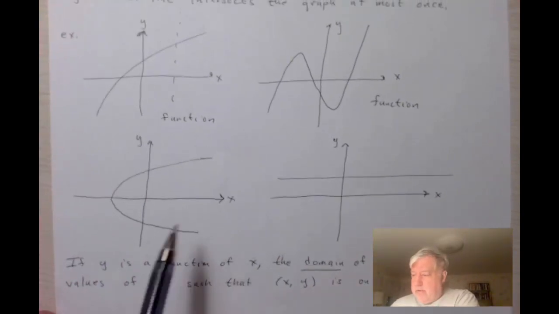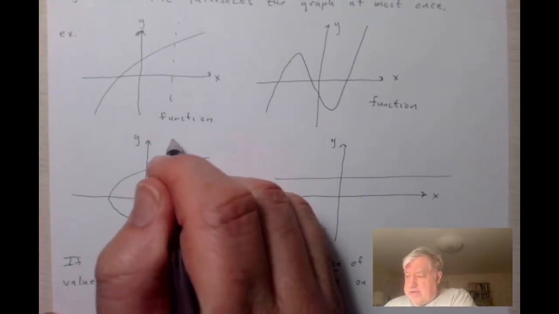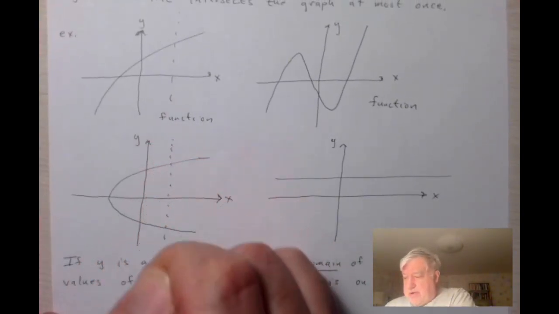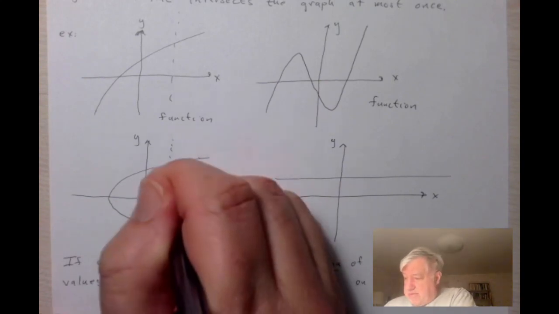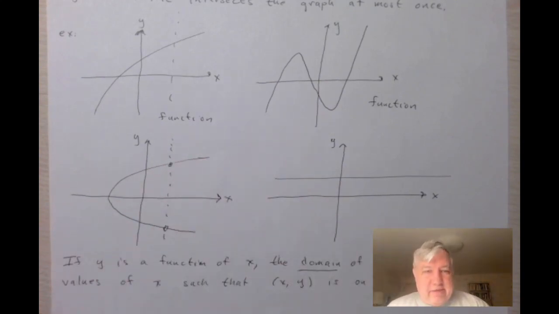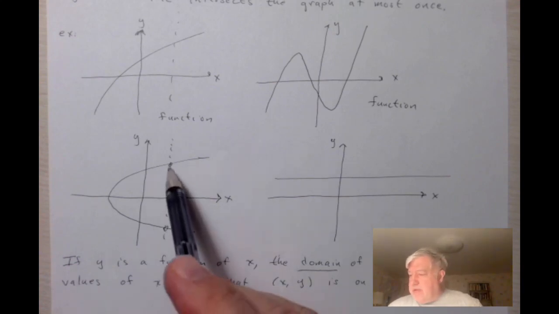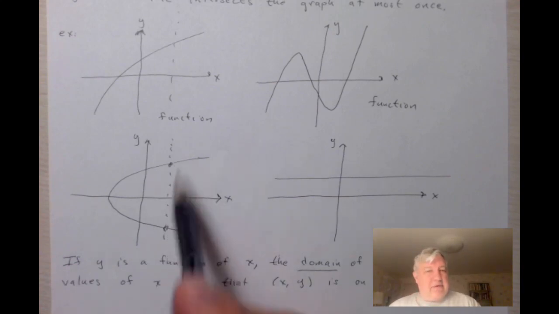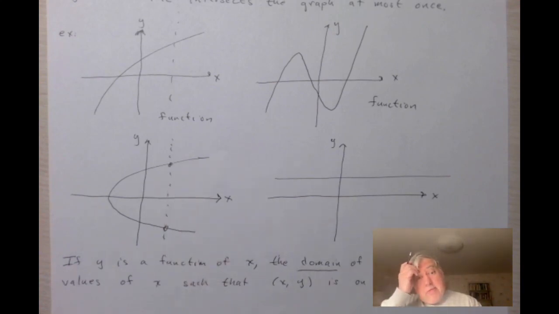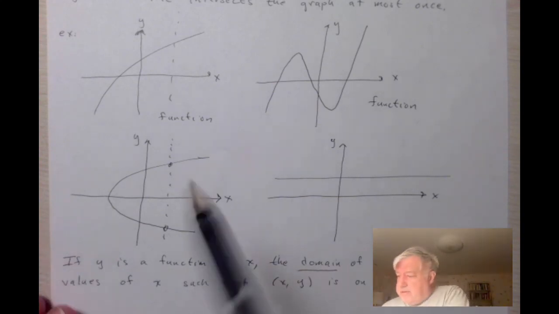However, here we can see this clearly fails the vertical line test, because we can draw this vertical line and we get 2 points. What that means is these points have the same x value but different y values. So if x is the input value, we have two different output values for this input value. That's why this is not a function.